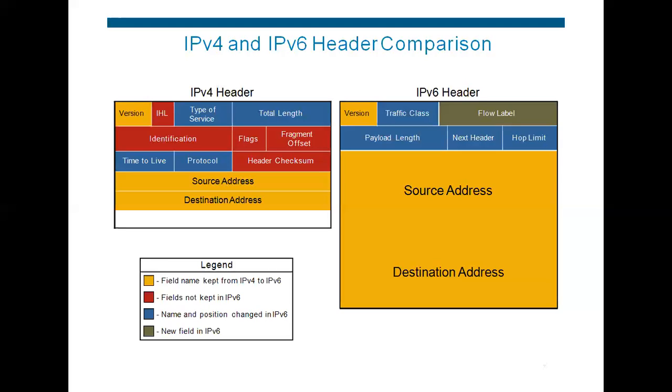Then a new field, it's a gray or some green color, something like that, in between. The new field in IP version 6 is the flow label. So flow label, for flow control, is one field attached in IP version 6; that is a new field.